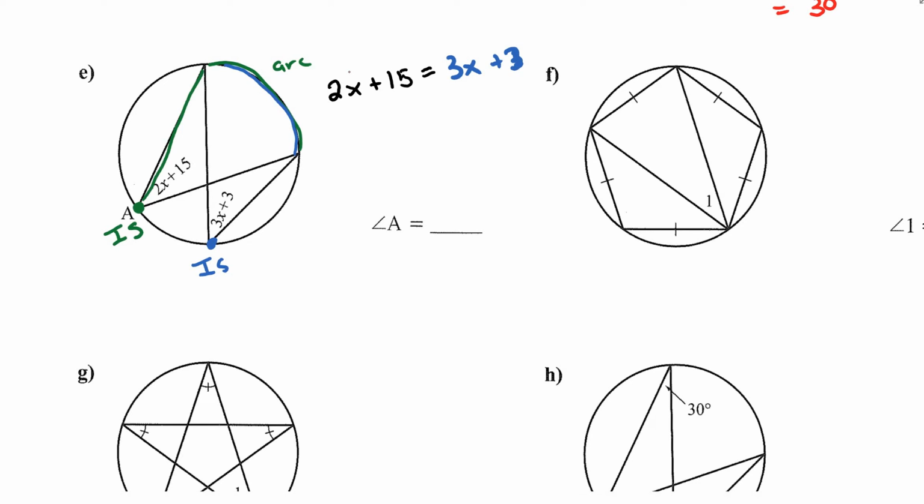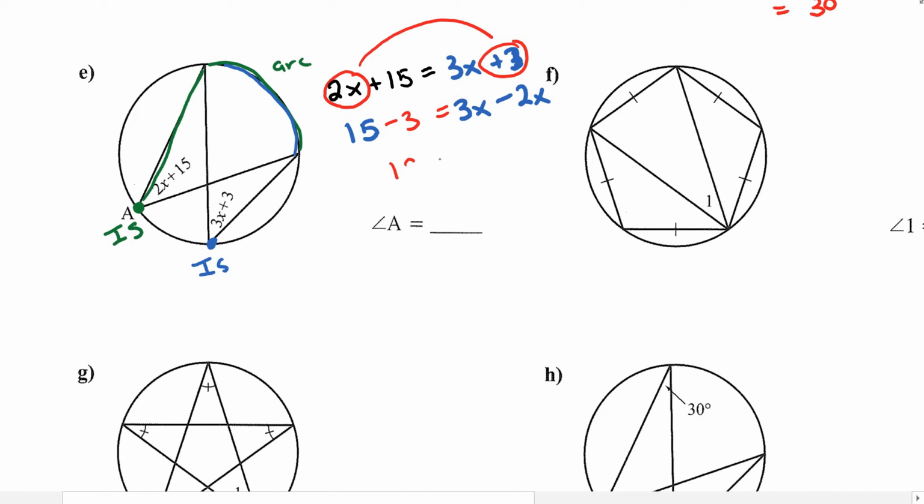And what I'll do here is I'll interchange the 2x and the plus 3. I will switch positions. So if I do that, I would get 3x over here minus the 2x, and then I would have 15 over here, and then minus the 3. So that's going to be 12 equals x. Now, that's the value of x. The question is asking us for the value of angle A.